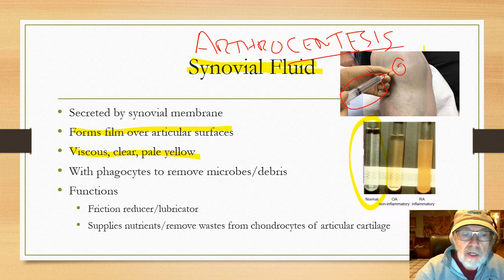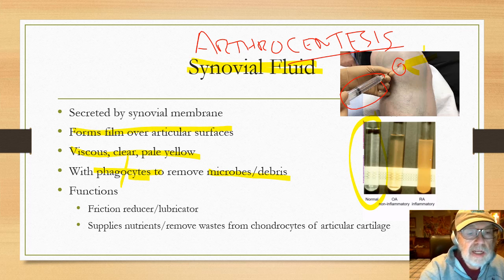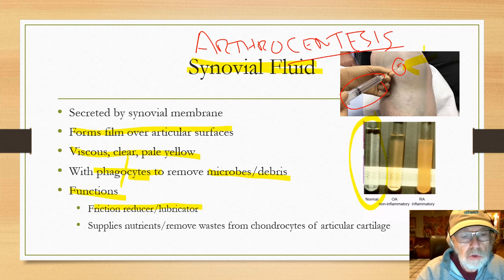Also inside are what are called phagocytes. Now phago means to eat, cyte we know means cell. These are actually white blood cells and stuff like that that will eat up the bacteria and stuff like that that might for some reason get inside of a joint. They clean up microbes as well as debris, dead cells that are actually floating around. These phagocytes could go in and eat it. And again, what this synovial fluid does, it's a friction reducer and lubricator because it's sort of oily and slippery.